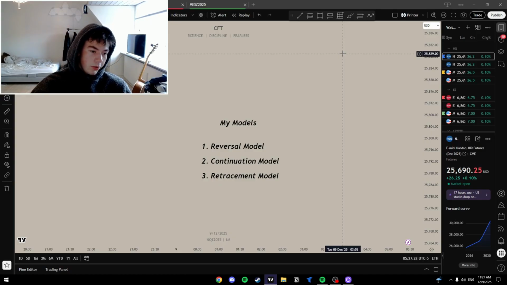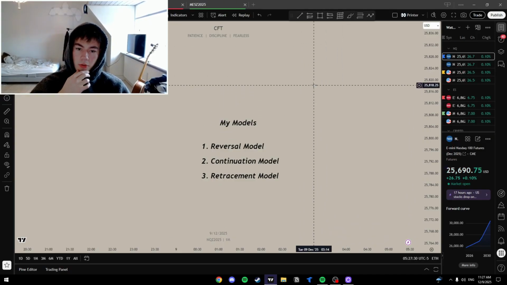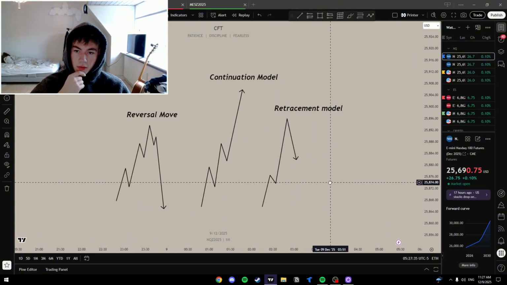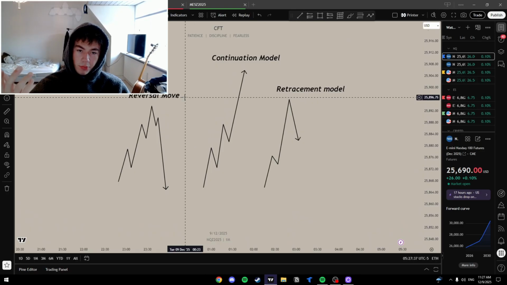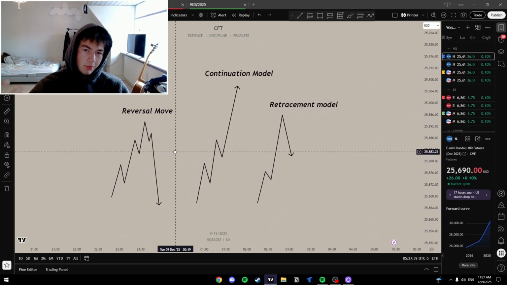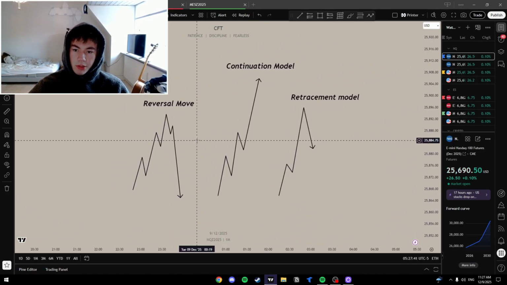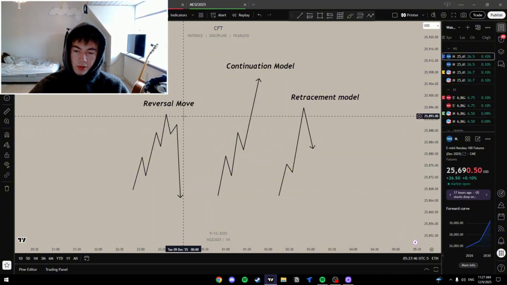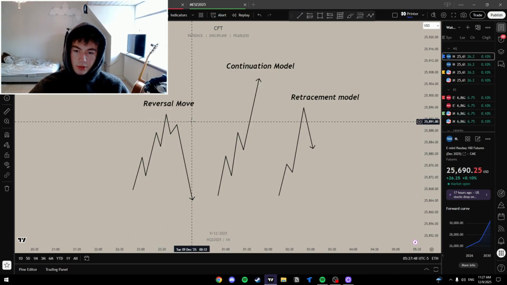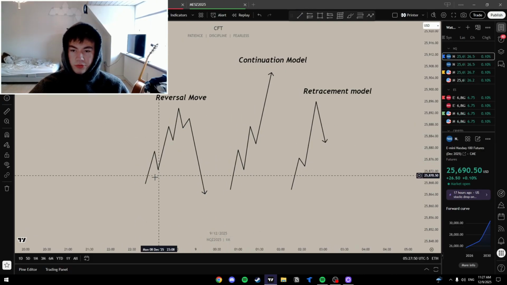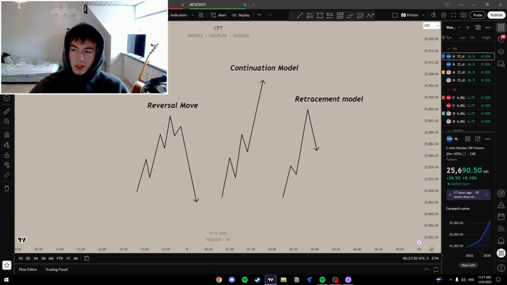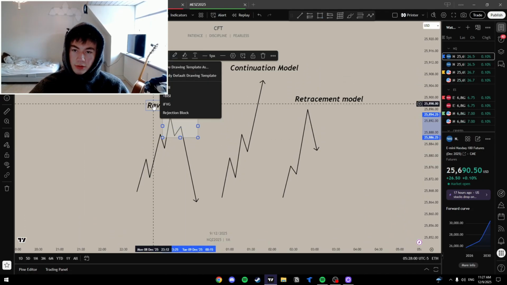Alright, so let's just go quickly over how these models look. A reversal model is kind of in the name, you know. We want to catch the top move and then the down move. If we are in an uptrend, for example, right here, we kind of want to find our trade within this area right here.